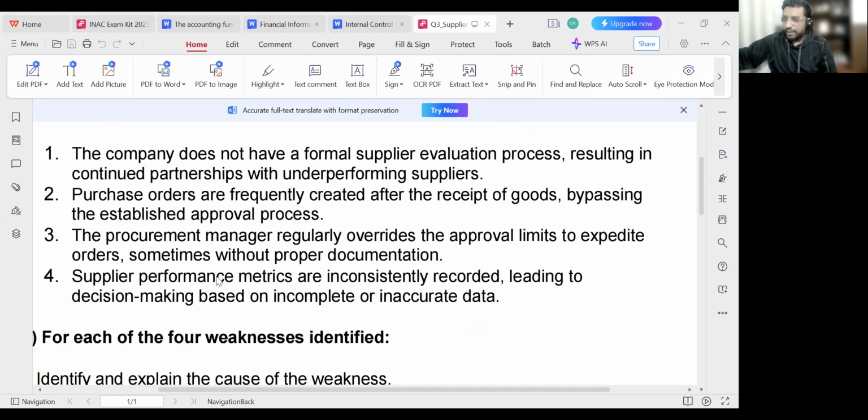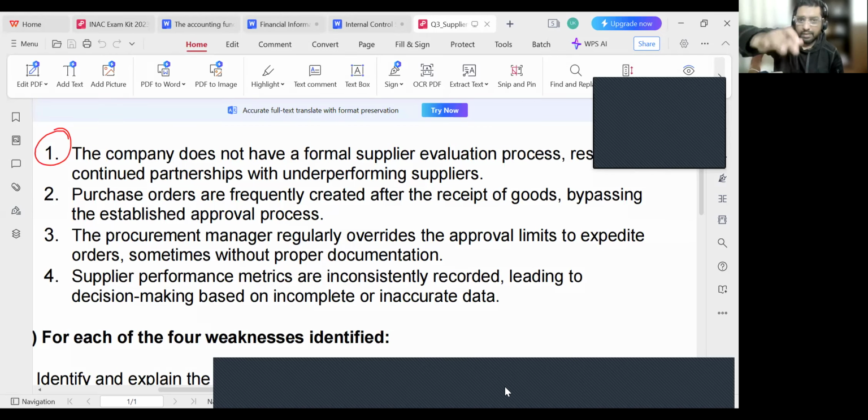All right, so we are running short of time, so quickly, let's talk about it. So the first one. Remember, we have to do two things. One is we have to identify the cause of the weakness, and then we have to talk about the impact of that weakness. Okay, so I'm going to write the quick answers, the keywords, which we require.